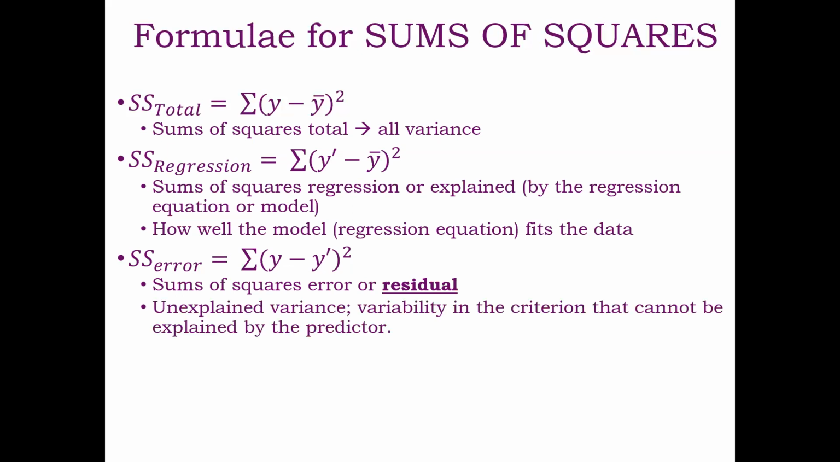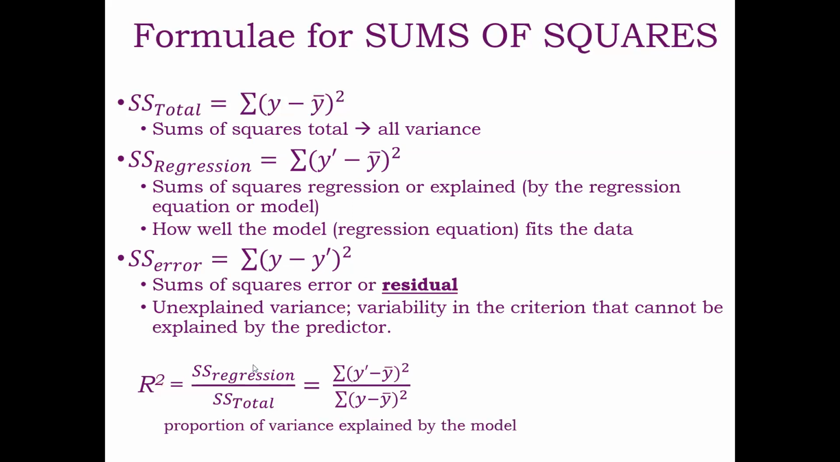In statistics, everything that is not explained by the model, in this case just a simple regression model, all that variability that's not explained by the model is residuals, right? And then we can calculate r squared, or the proportion of variance explained by the model, by dividing the sums of squared regression by the sums of squared total. And we're going to come back to that when we talk about ANOVA in a couple weeks.